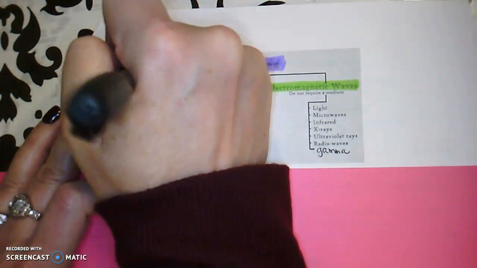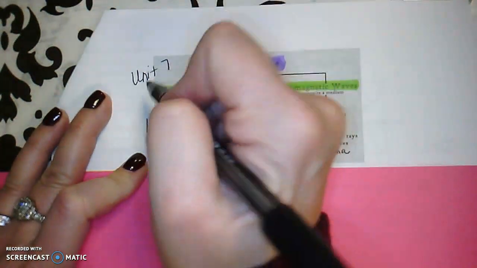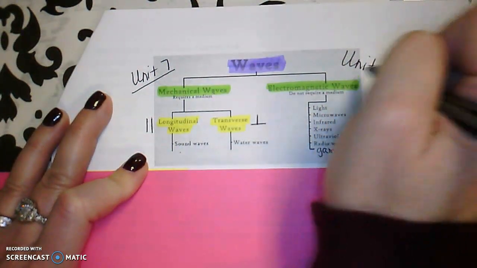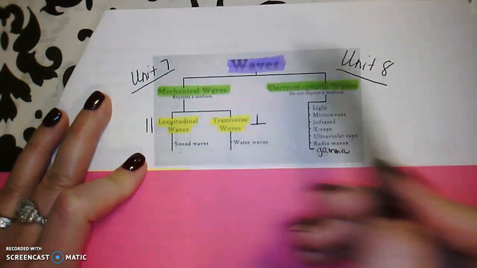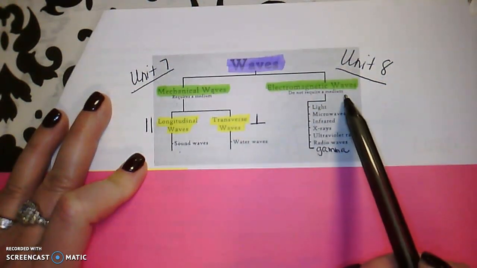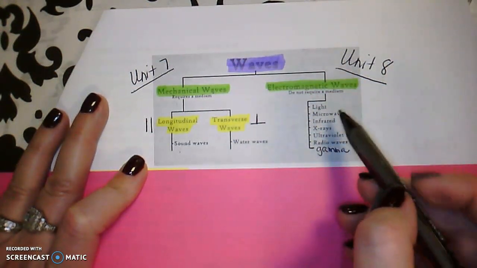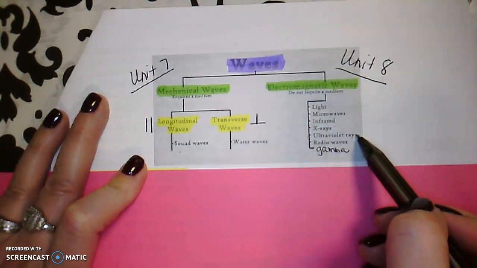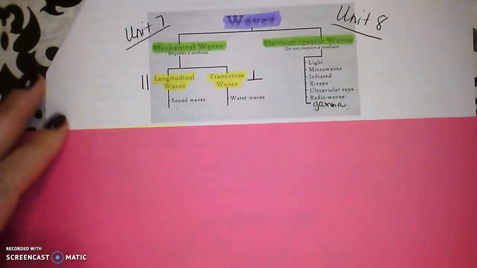This is going to be Unit 7, what we're learning about the next few weeks, and this is going to be Unit 8, what we'll learn after, and then in Unit 8 we'll compare these two types of waves. So electromagnetic waves do not require a medium, and we're going to learn about the electromagnetic spectrum, which includes visible light, microwaves, infrared, X-rays, ultraviolet rays, gamma waves, and radio waves.